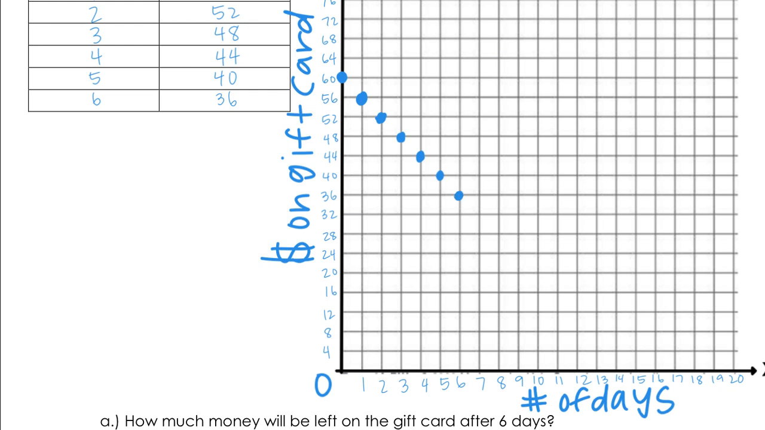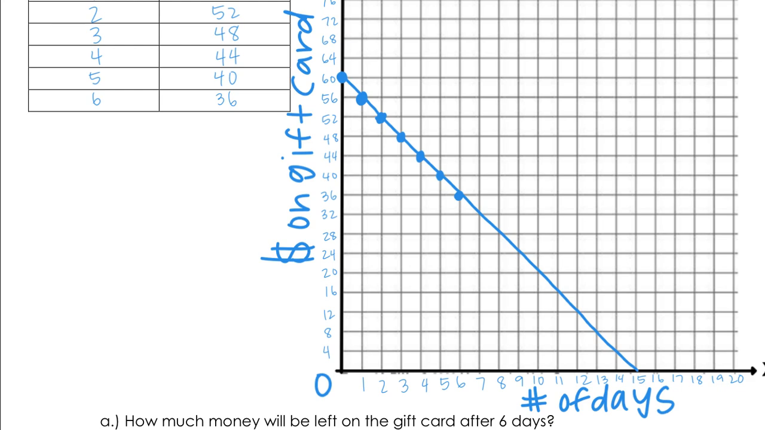And then that pattern continues all the way down our graph, giving us a straight line. So let's make that straight line as best as we can. If you need to use something straight to help you out, I would do that. And there's our straight line. So we have graphed our linear situation of this gift card. And now we're going to use that information to answer some questions below.